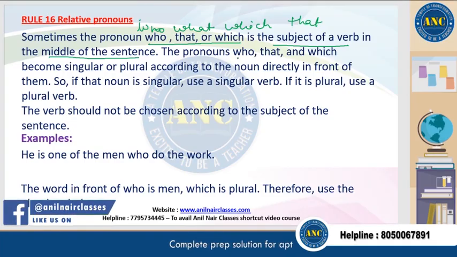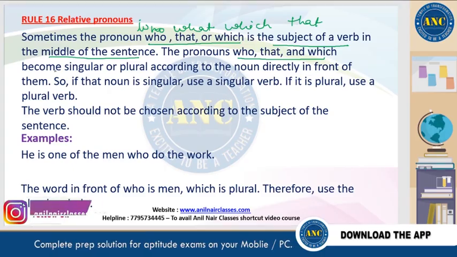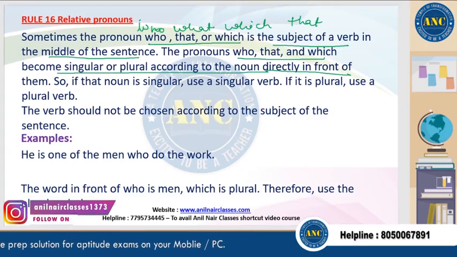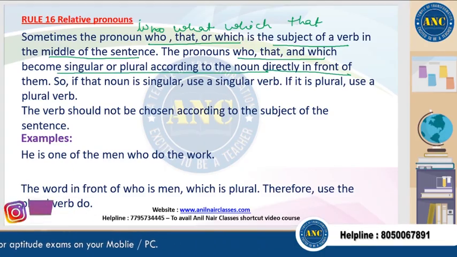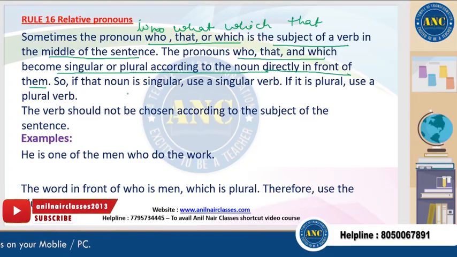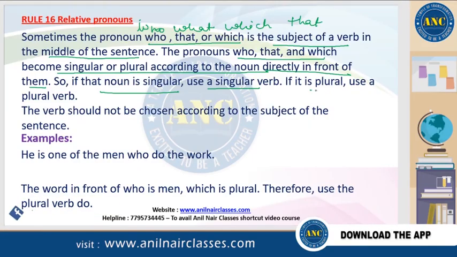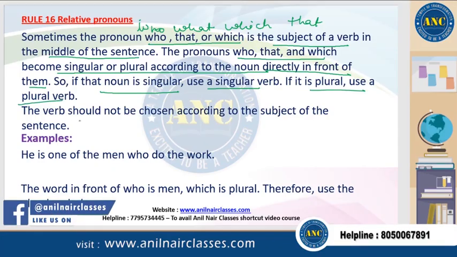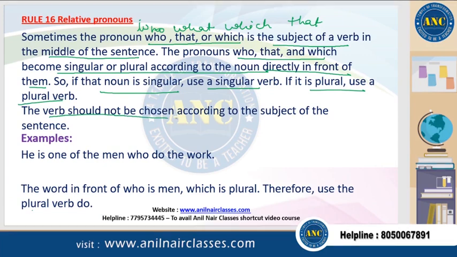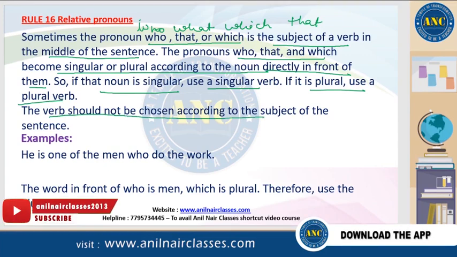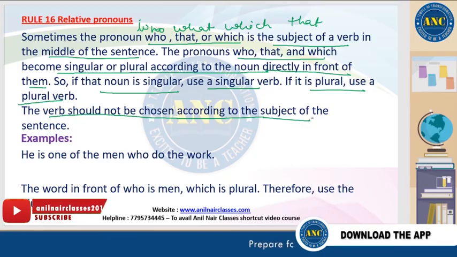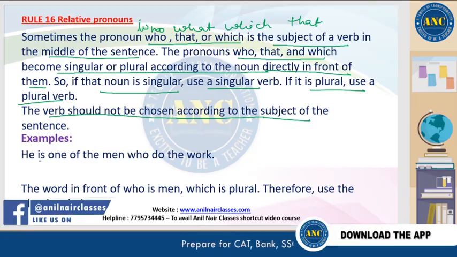These pronouns like who, that, which become singular or plural according to the noun directly in front of them, the noun to which they refer. If that noun is singular, we use a singular verb. If it is plural, we use the plural form. So the verb will not be chosen according to who, which and that. It will take the number of the noun to which the pronoun refers. Clear?